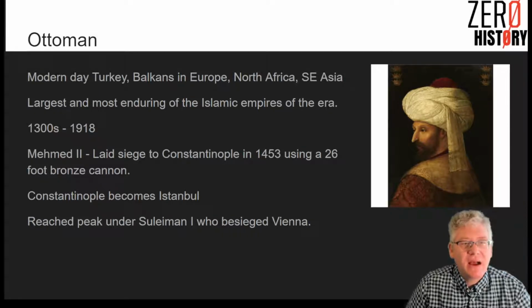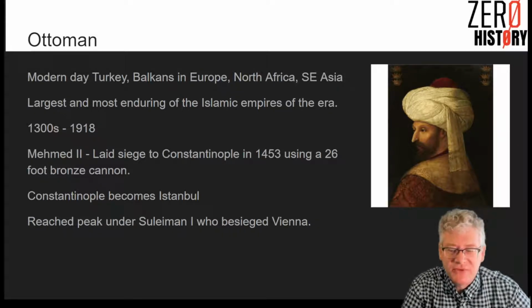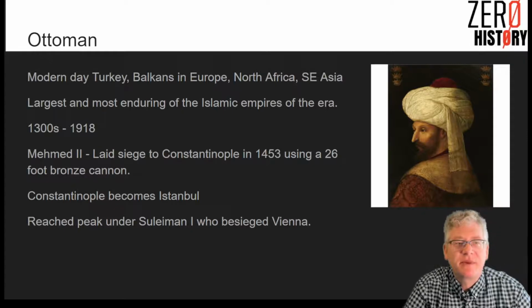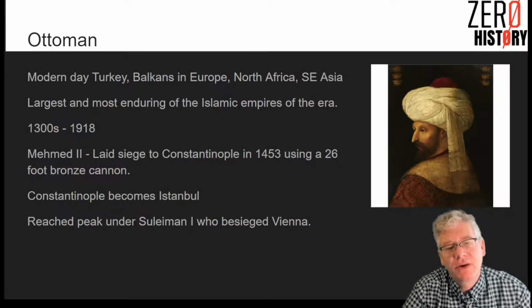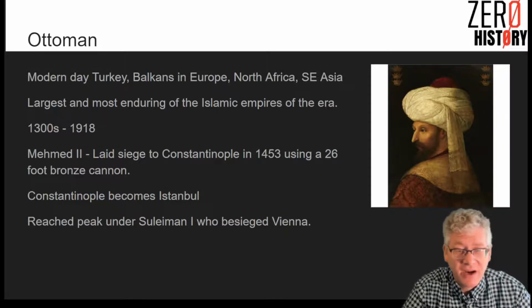Next up, we got the Ottoman Empire, named after a footstool. No, actually, the footstool is named after them. Modern-day Turkey is where they're going to be based. They will expand into the Balkans in Europe, also into North Africa and Southeast Asia. They have a very big empire, and that's one of their issues, is that their empire is kind of ungainly over time. It's the largest and most enduring of the Islamic empires of the area.